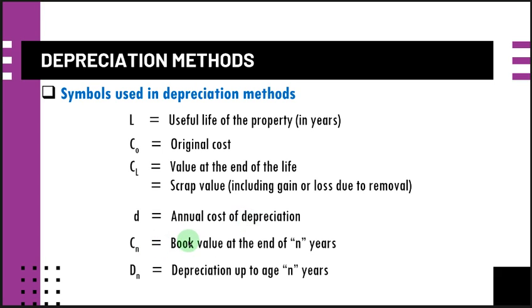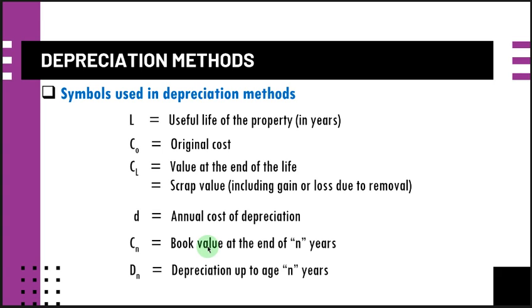C sub N is the book value at the end of n years, and D sub N is the total depreciation up to age n years. So kindly familiarize the symbols. L is our useful life, C sub O is the original cost, C sub L is the scrap value. Small d is the annual cost of depreciation. Capital D sub n is the total depreciation up to age n years, and C sub N is just the book value at the end of n years.